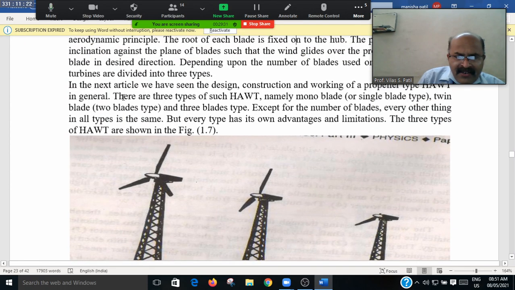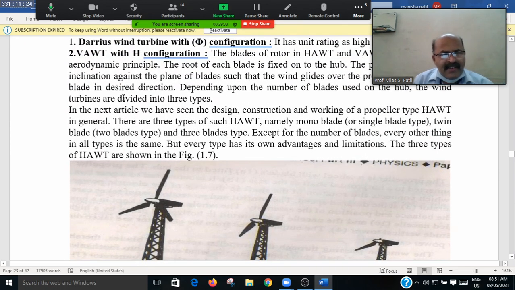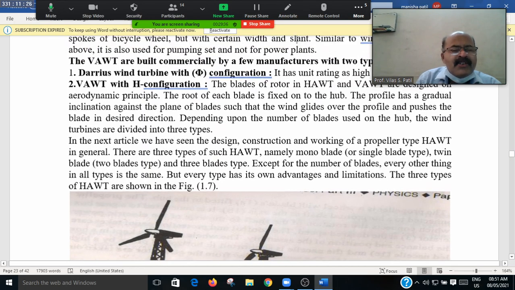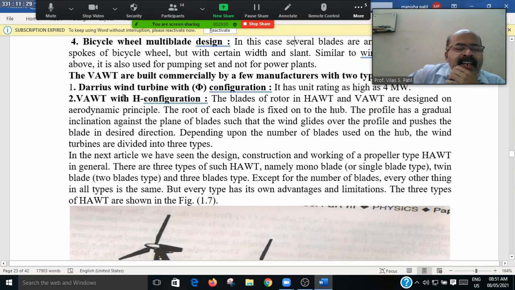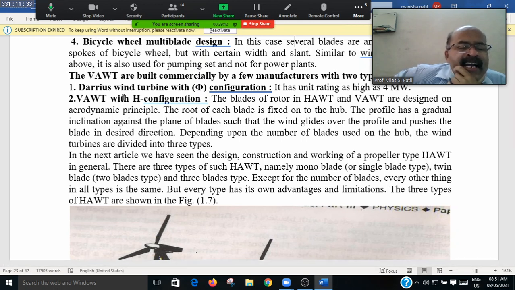Here friends, the H configuration is also very important. That is the VAWT, the vertical axis wind turbine with the H configuration, and it is highly used.